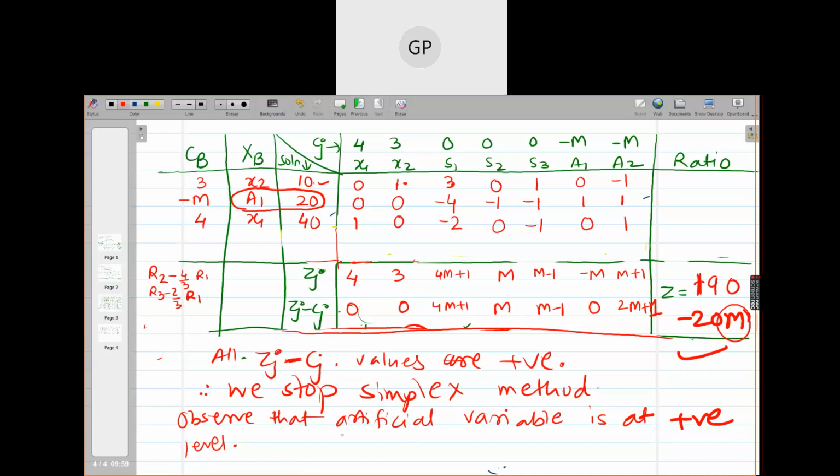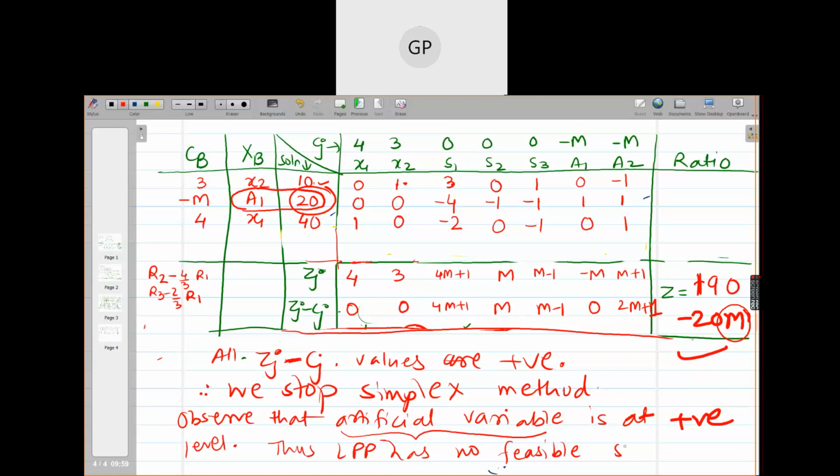So whenever you find this situation that artificial variable is at positive level, उसका जो आंसर है वो positive आ रहा है, thus LPP has no feasible solution.